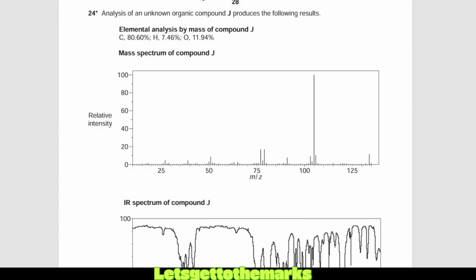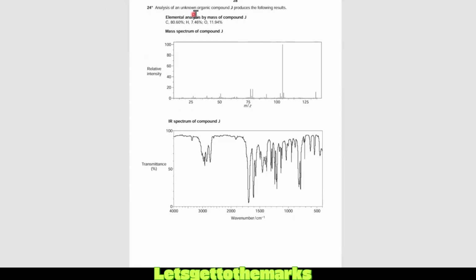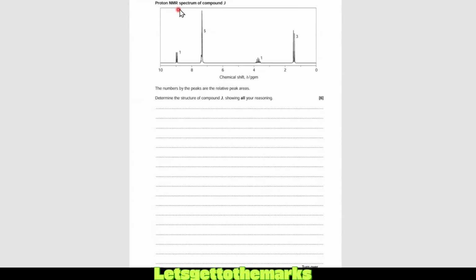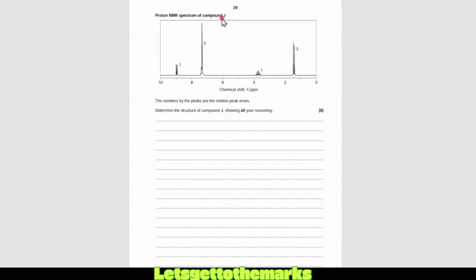Welcome to Let's Get to the Marks. Going through an A-level chemistry question on NMR, so using organic analysis to find out the identity of an unknown compound. What we've got here, we've been given the IR, the mass spectrum and the NMR spectrum of compound J. Determine the structure of compound J, show your reasoning, 6 marks.